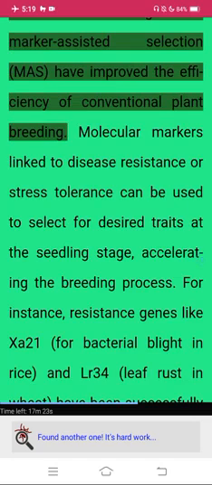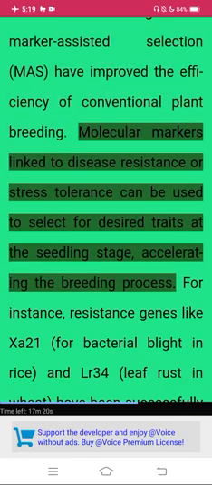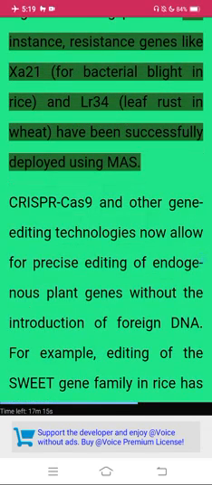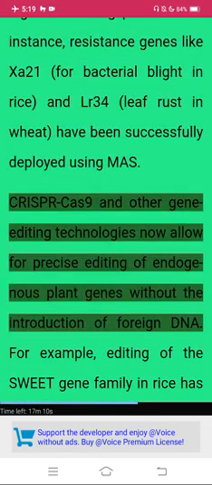Molecular breeding and marker-assisted selection (MAS) have improved the efficiency of conventional plant breeding. Molecular markers linked to disease resistance or stress tolerance can be used to select for desired traits at the seedling stage, accelerating the breeding process. For instance, resistance genes like Xa21 for bacterial blight in rice and Lr34 for leaf rust in wheat have been successfully deployed using MAS.